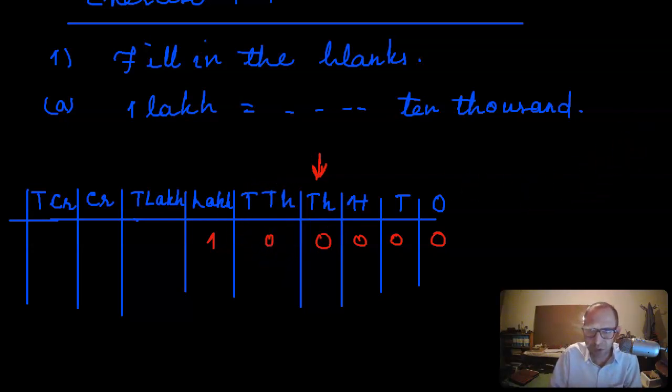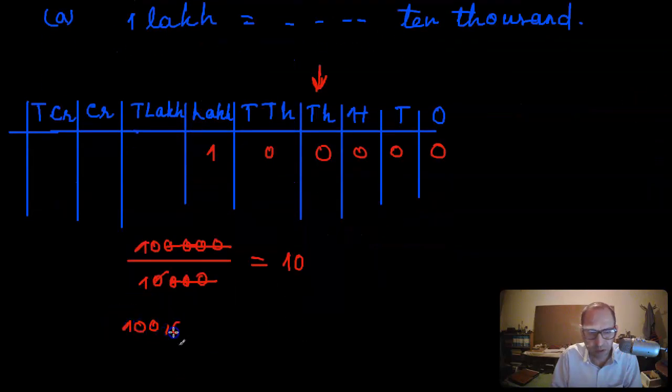Or one other way that you can use to solve this problem. So 1 lakh would be 100,000, right? And then if you divide it by 10,000, which is this number over here, you see that three zeros cancel out with three zeros, 1 zero cancels out with 1 zero, and then what remains is a 10, which means that 100,000 divided by 10,000 is the same thing as 10.